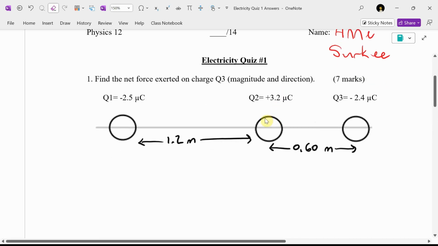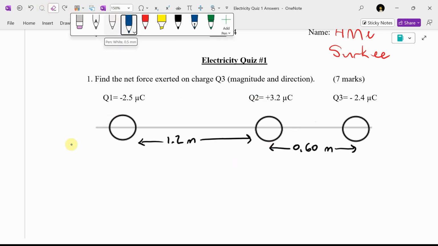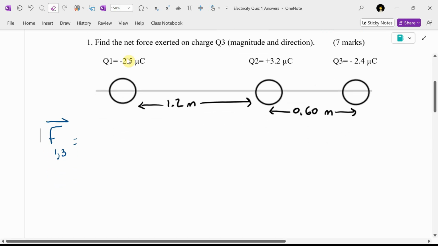So number one says find the net force on charge Q3. These two charges here are also exerting forces on each other. I don't care. That's not what the question asked for. The question wants to know what Q3 is feeling. So I'm going to find the force from charge 1 on charge 3, magnitude and direction. Since I'm going to include a direction, I'll even put a vector sign. I'm not that fussy, but I may as well make it look right. Then I'm also going to find the force from charge 2 on charge 3, magnitude and direction.